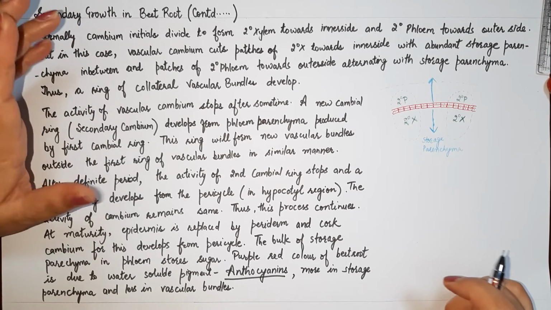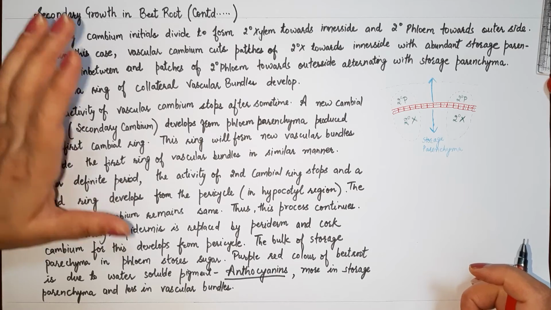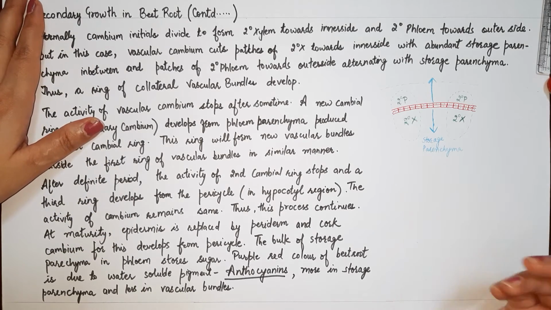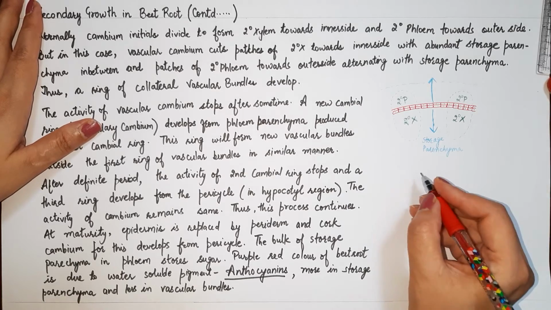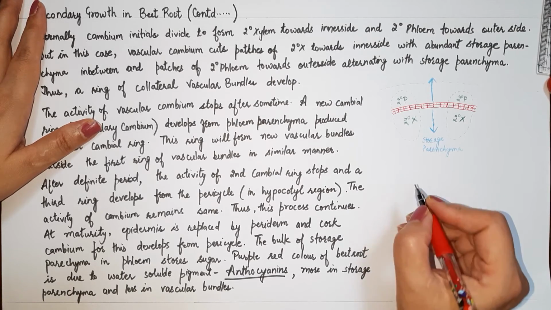So, briefly we will discuss the various steps which take place during formation of secondary tissues. So, we will draw diagrams of the stellar region only.